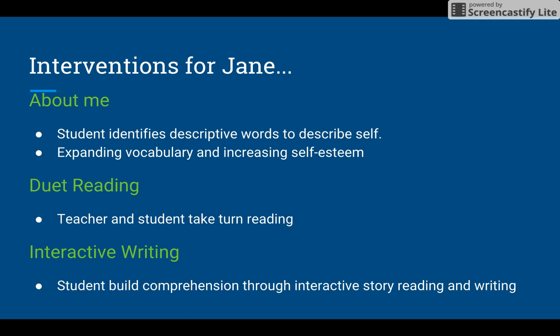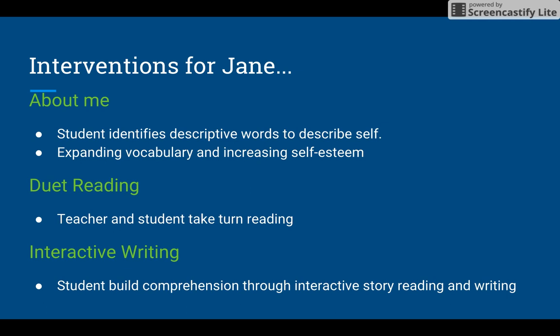The next intervention that I chose was duet reading. It's just what it sounds: the teacher and the student taking turns reading. And finally, the last intervention that I chose for Jane is called interactive writing, where the student is able to build their own comprehension through interactive story reading and writing.